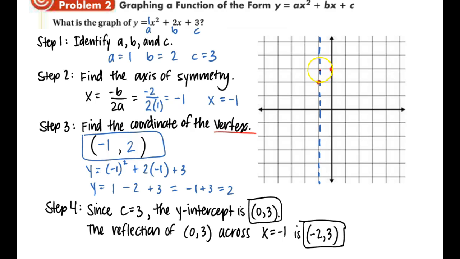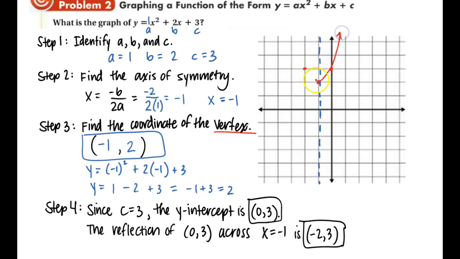And as we talked about before, the reflection across is another point. So you see how this is 1 unit away. The y-intercept is 1 unit away horizontally from the axis of symmetry. So you can count 1 unit on the other side. And that coordinate is (-2, 3). So we have a few points on the parabola. Now we just want to plot those points and draw a smooth curve through these points.